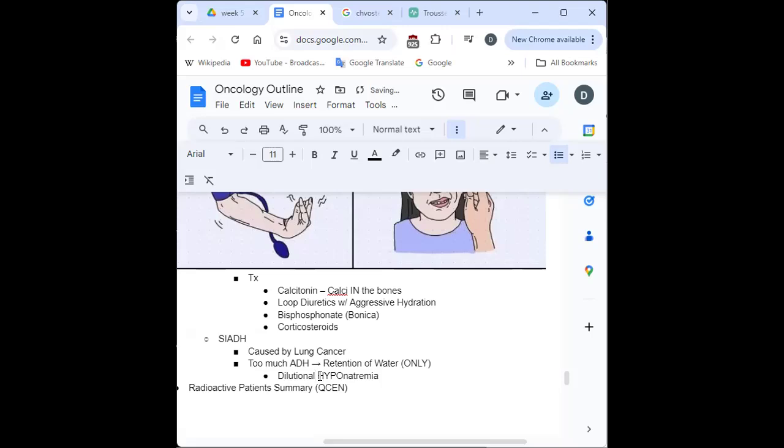So a way to think about SIADH is you have SI ADH. So you have SI for soaked inside because you have so much fluids.